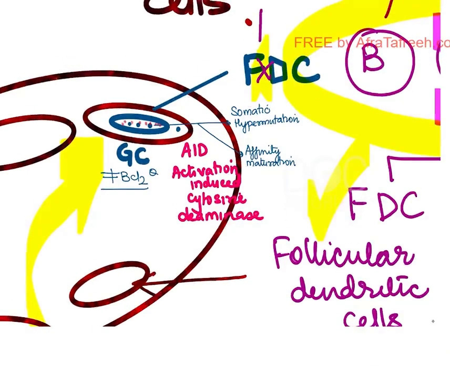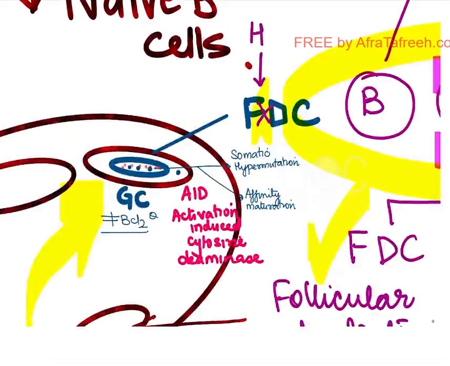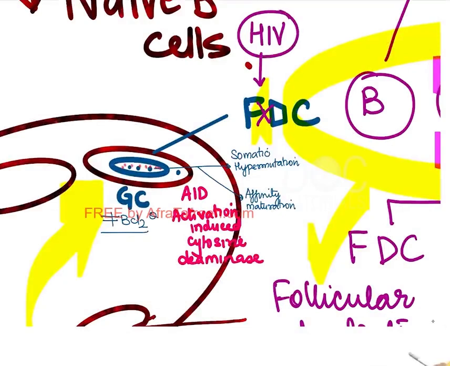So this occurs in which condition? HIV. HIV is very notorious because it makes follicular dendritic cells its reservoir. Since the follicular dendritic cells become the reservoir of HIV, antibodies are produced, in fact you get hypergammaglobulinemia, but all the antibodies are waste because they are not specific. They have not developed affinity maturation, they have not undergone somatic hypermutation.